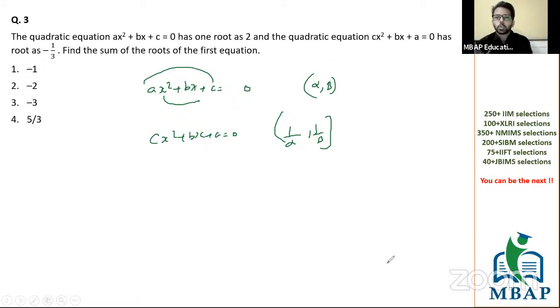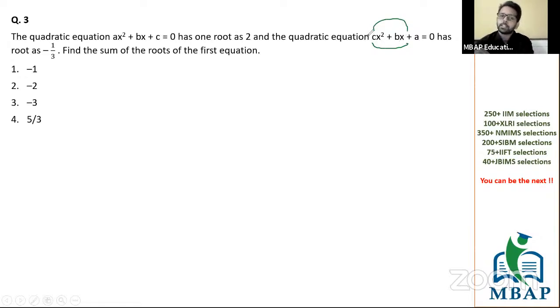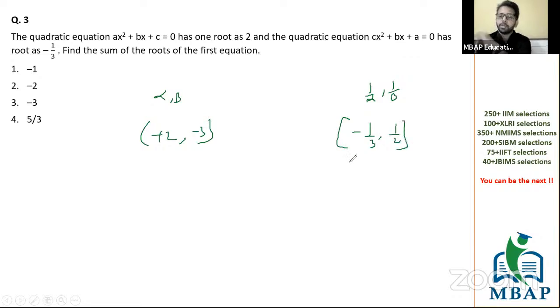As simple as that. So when the coefficients have been interchanged, the root is minus 1 by 3. In one case, the root is plus 2. I repeat, in equation number 1, the root is plus 2. In equation number 2, the root is minus 1 by 3. Let's say this is alpha and this is 1 by alpha and 1 by beta, which gives you a sense that if alpha is plus 2, the second root of equation number 1 would be how much? It's going to be as simple as minus 3. That's it. For the second equation, the root is minus 1 by 3, so the second root is going to be how much? It's going to be plus 1 by 2. That's it. Nothing more or less I'm going to do.